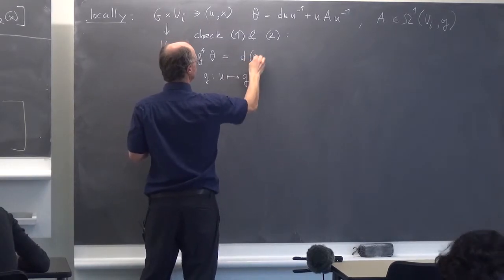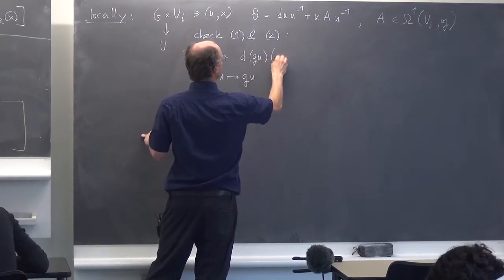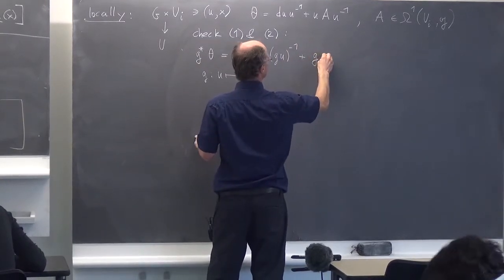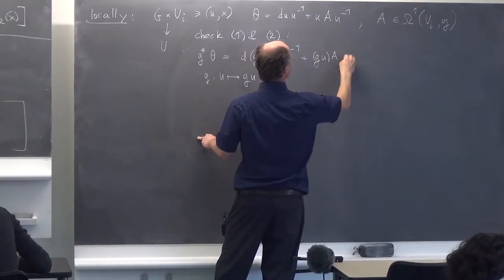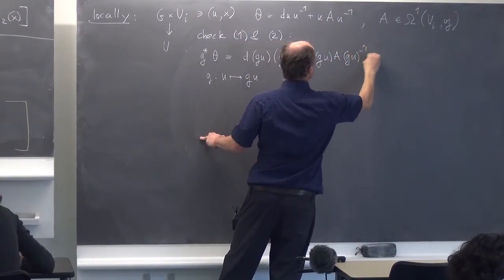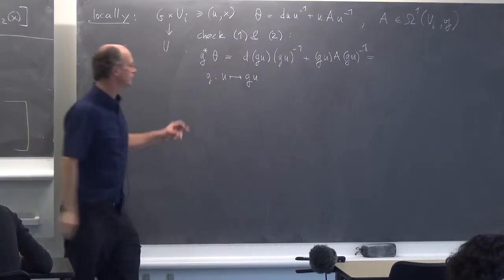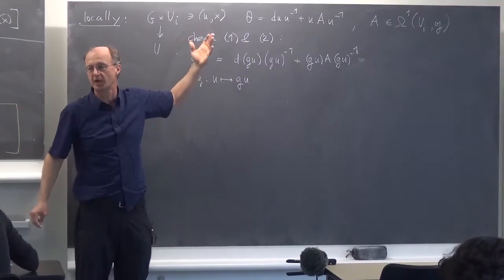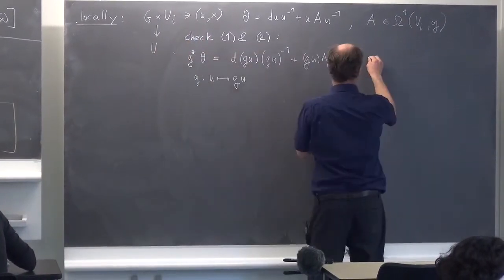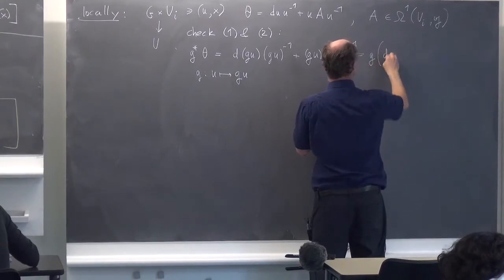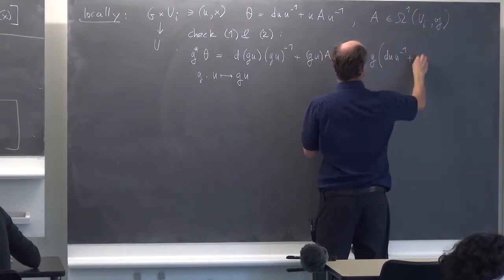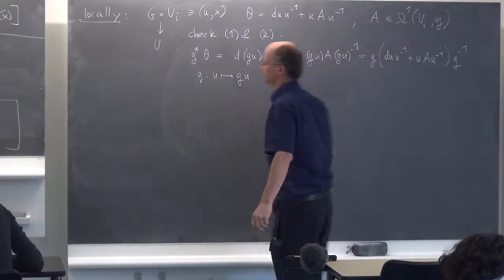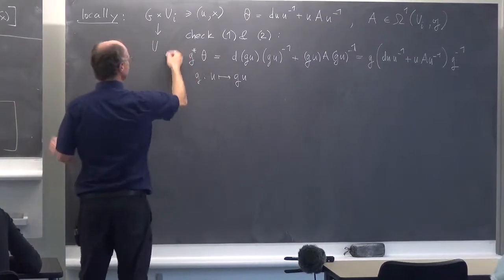So we have d(GU) (GU) inverse plus G(GU)A(GU) inverse. Well, the differential doesn't differentiate G because this is just a constant group element. So it's easy to check that what we get is just G times (dU U minus 1 plus UA U minus 1) G minus 1. So this is for 1.